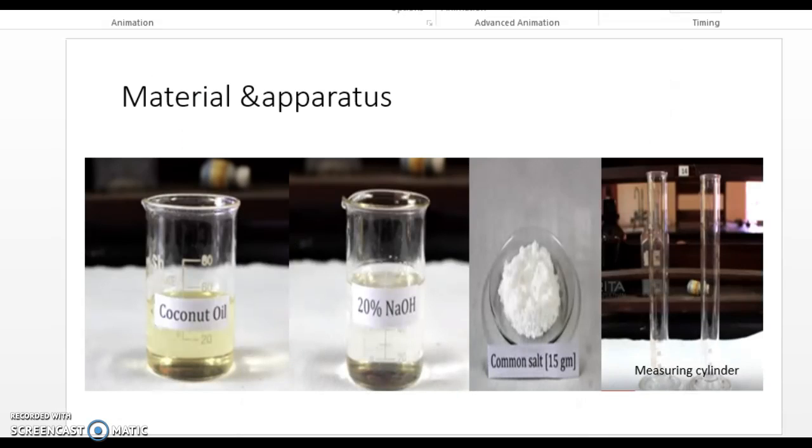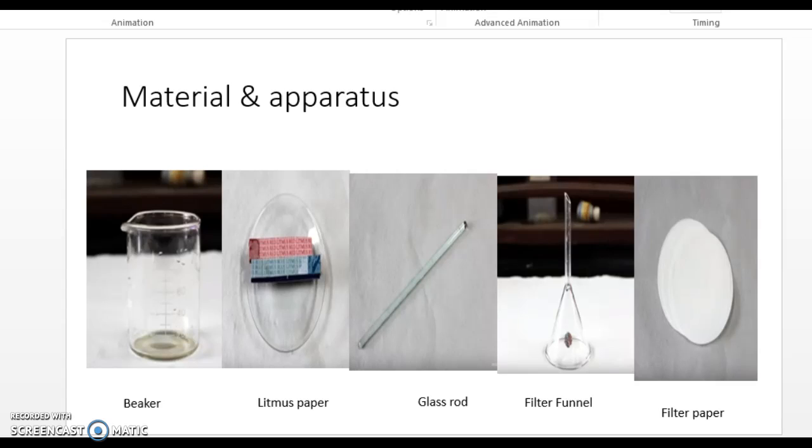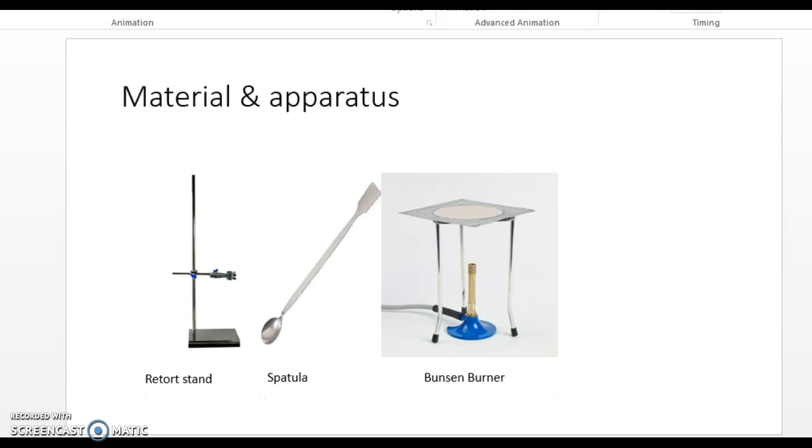Okay, next we are going to conduct the experiment. The materials and apparatus that we need to use are coconut oil, 20% sodium hydroxide, common salt, measuring cylinder, beaker, litmus paper, glass rod, filter funnel, filter paper, retort stand, spatula, and Bunsen burner.